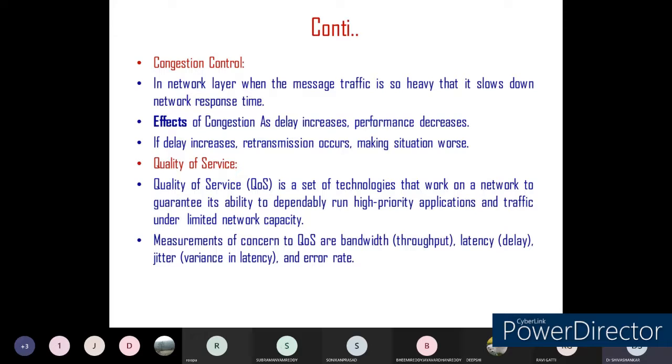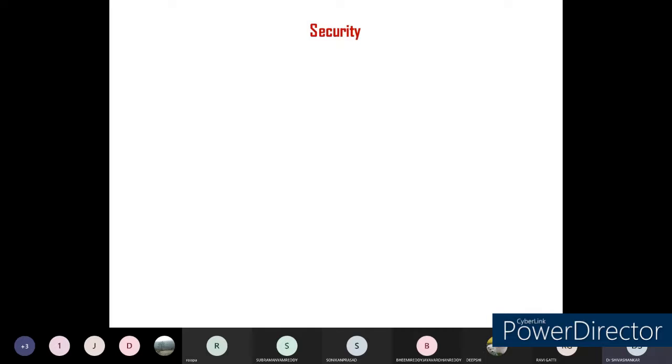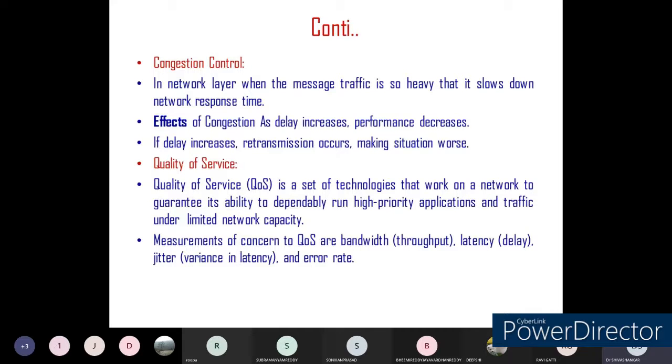Measurements of concern to quality of service, as I told you: bandwidth is nothing but throughput, latency is nothing but delay, jitter is variance in the latency, and error rate. These are the important concepts of quality of service in networking with respect to good performance of the network. So good bandwidth should be there, less delay should be there, the jitter should also be good, and error rate should be minimum. Then only the network layer can provide good quality of service.